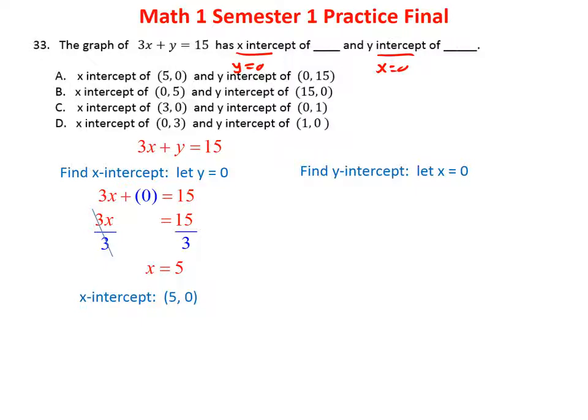To find the y-intercept, we let x be 0. So here we put 3 times 0 plus y, that's 0. So y equals 15. Or the point 0, 15. And now we just have to look up and find the one that has it. And that is the point A.